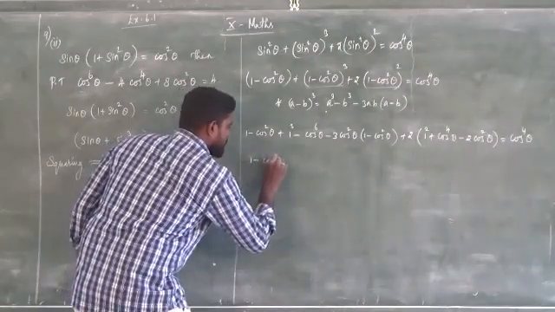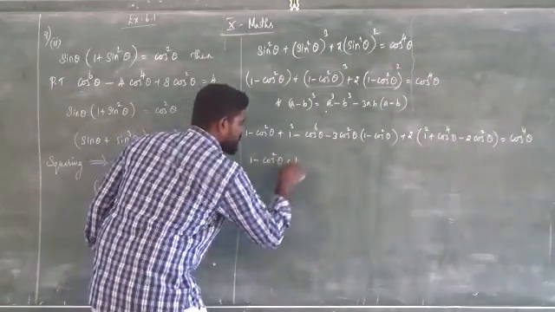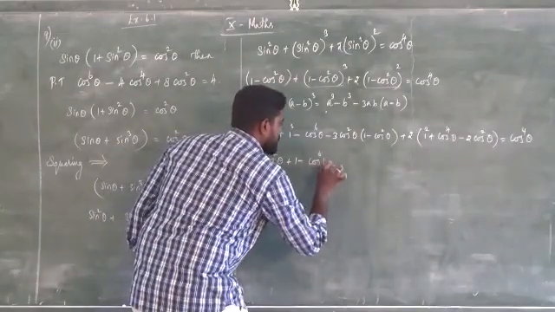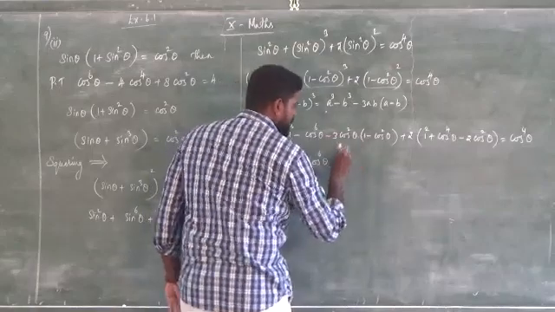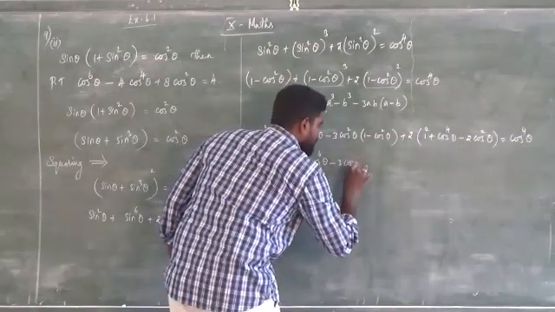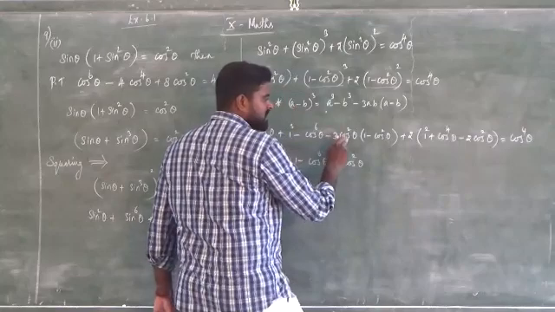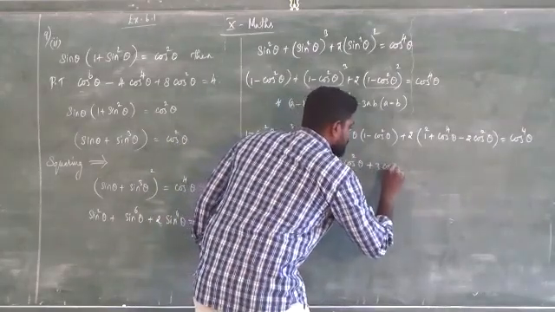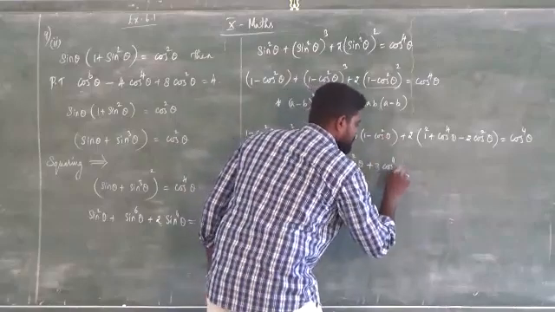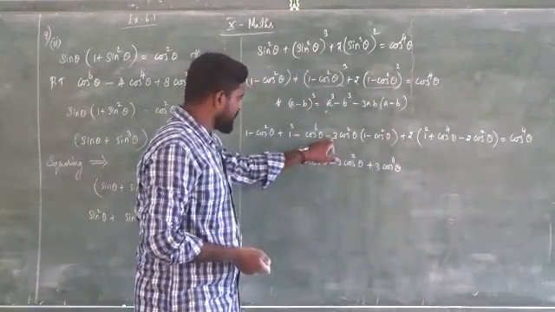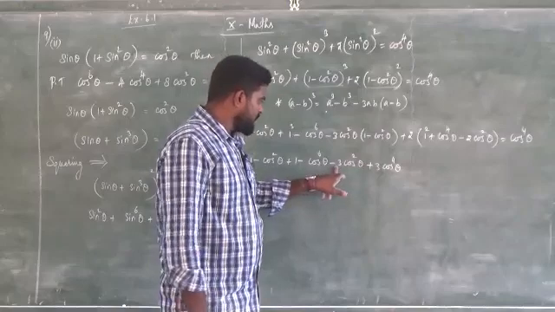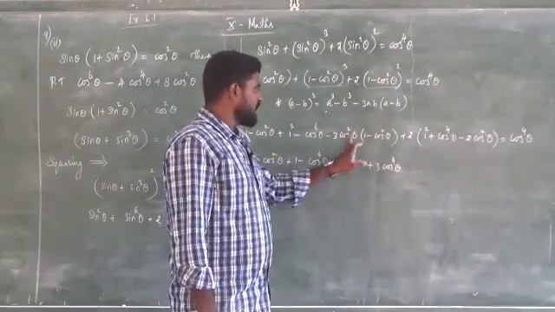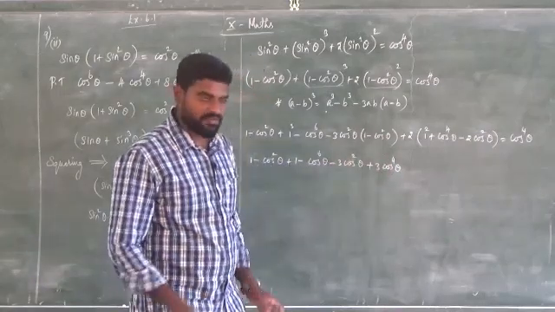1 minus cos square theta whole cube is 1 minus cos power 6 theta minus 3 cos square into 1, it is minus 3 cos square theta, minus 3 cos square into minus cos square, plus 3 cos square into cos square, it is cos power 4 theta. So minus 3 cos square into 1, minus 3 cos square theta, minus 3 into minus, it is plus 3 cos square into cos square, it is cos power 4 theta.